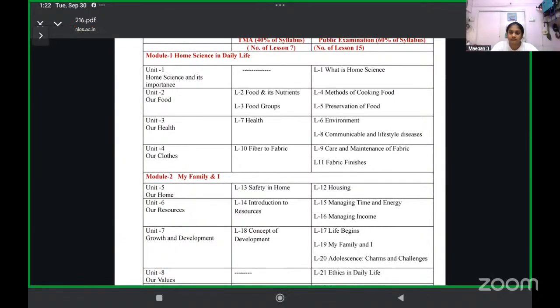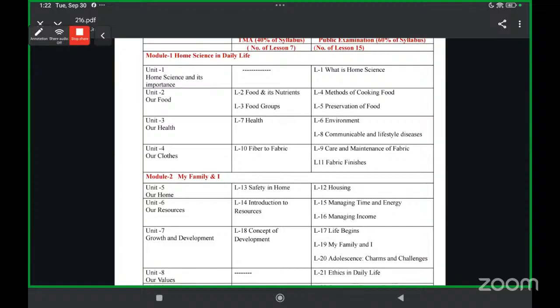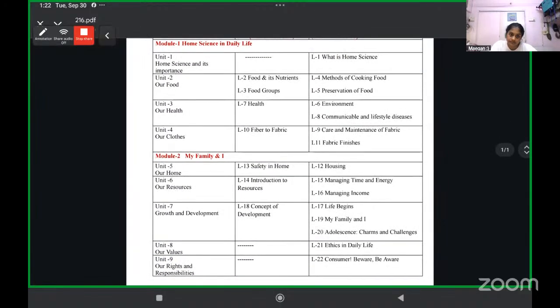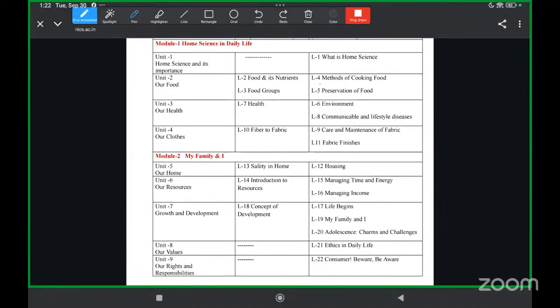See the weightage now. Look here, you have units: unit 1, unit 2, 3, 4, 5, 6, 7, 8, and 9. Unit 1 is only 2 marks. You will get only a 2-mark question from unit 1. So what is home science? You just have to do its meaning. You don't go into great depth.